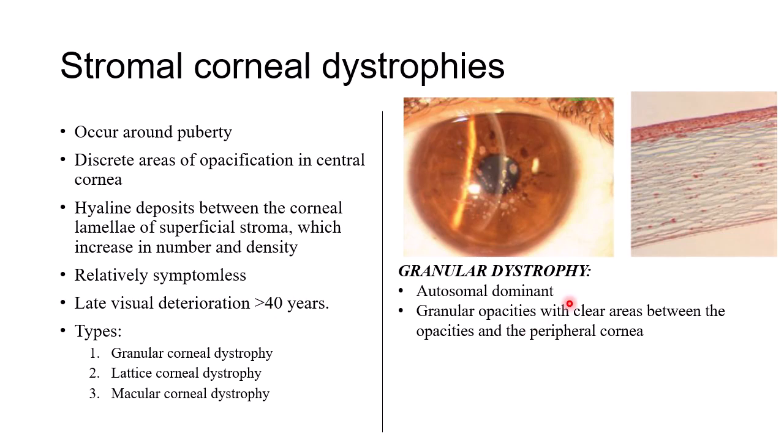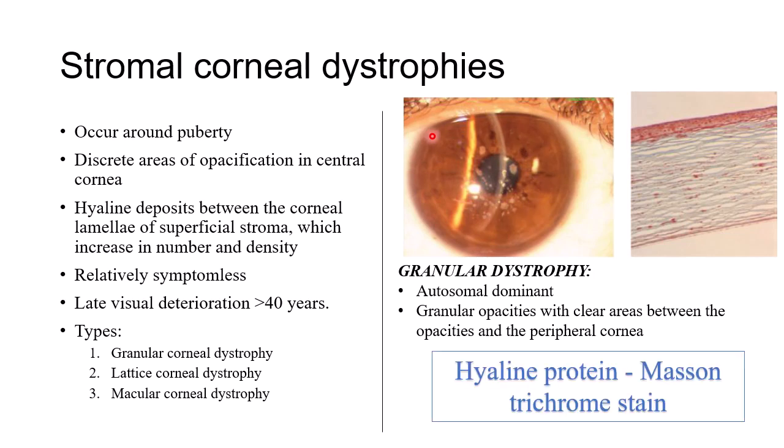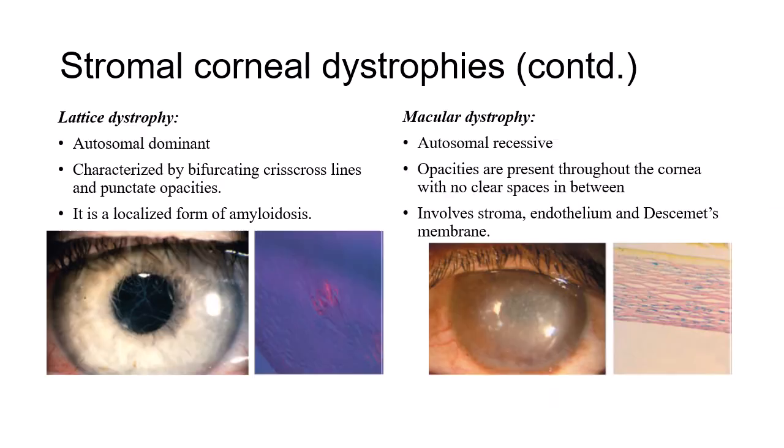Let us discuss the granular dystrophy first. So this is autosomal dominant. See, it is affecting the central area. And these areas have clear cornea in between. So that is a typical feature of granular dystrophy. What is the stain? It is again the Masson's trichrome stain. Hyaline protein is deposited on the cornea in between the lamellae, as you can see here.